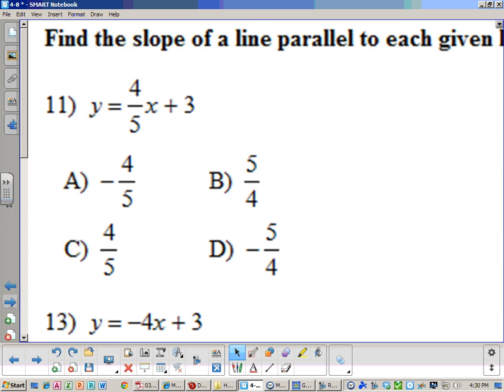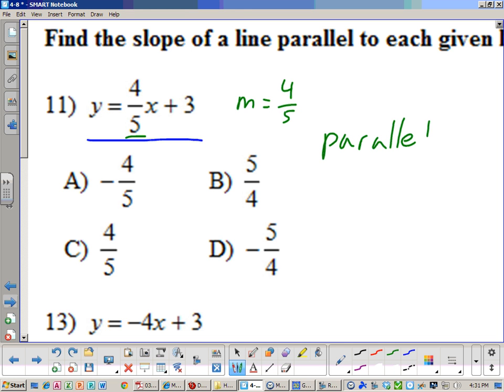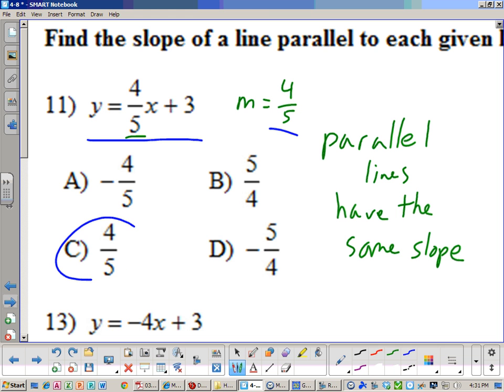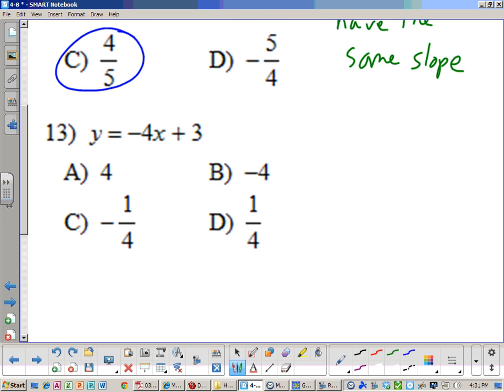Alright, moving on. Number 11, find the slope of a line parallel to each of the given lines. We want to know the slope of a line that's parallel to this current line. Well, this line has a slope of 4 over 5, the number next to x. Parallel lines have the same slope. So, if that's 4 over 5, then this is your answer. Really easy. 13. I have negative 4 as my slope for this one. Since I'm looking for something that's parallel, you just pick the same slope again. Really easy.